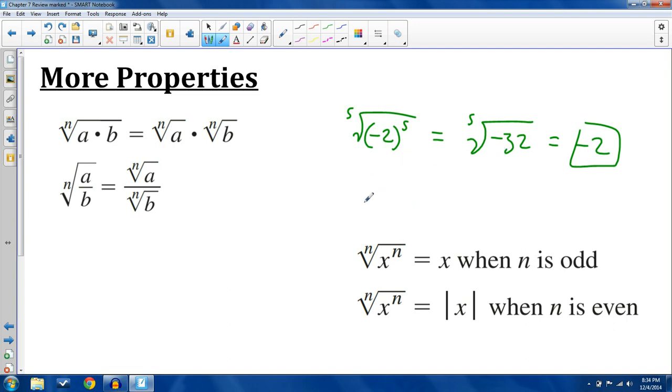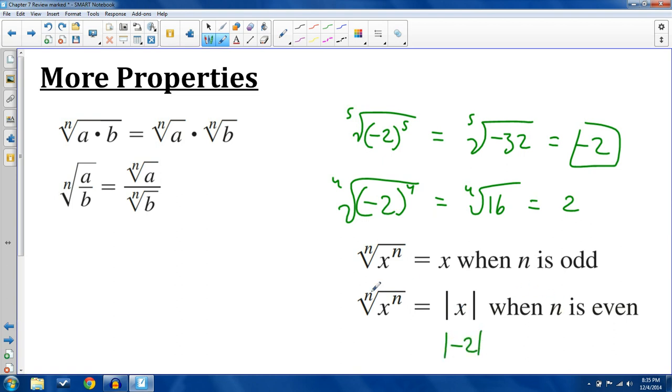However, let's do -2 now to the 4th power and the 4th root of that. -2 to the 4th power is positive 16, and the 4th root of positive 16 is positive 2. Notice how even when I use a negative number, I need to make sure that because this number is positive, my value out here ends up being positive. So I have to make sure this is the absolute value of -2 when my n value is even.